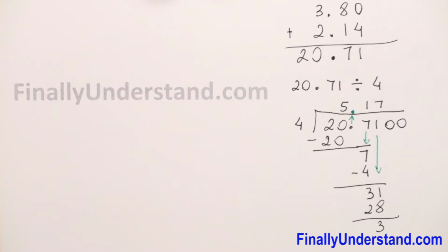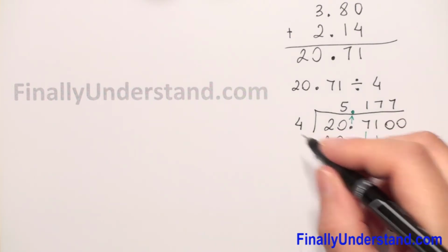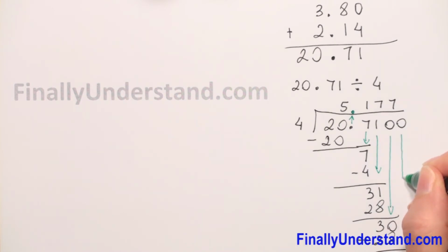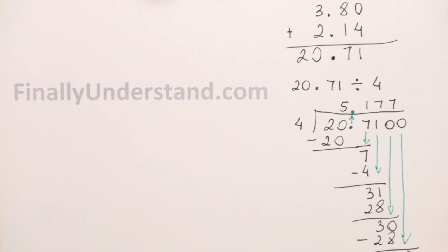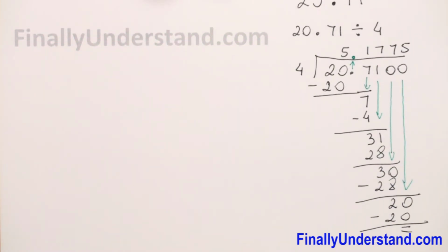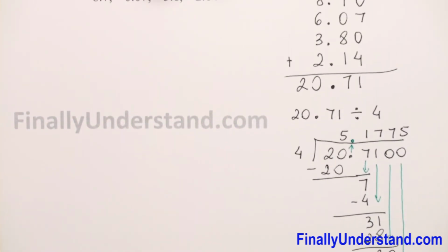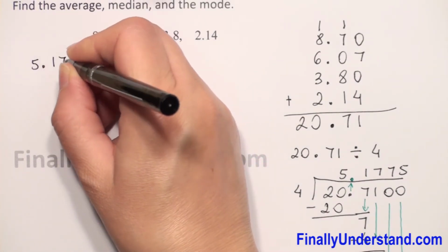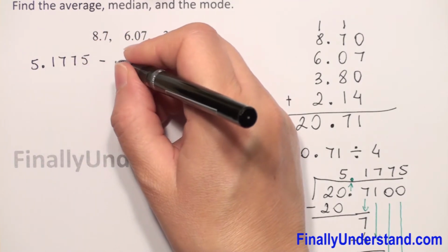So we take down the next digit. So we have 30 now. Divided by 4 is 7. 7 times 4 is 28. Subtraction. So it will be 30 minus 28 is 2. We have to take the next digit down. So we have now 20 divided by 4 is 5. 5 times 4 is 20. So we finish the long division. We got 0 in our remainder. So the average will be 5.1775. This is the average.